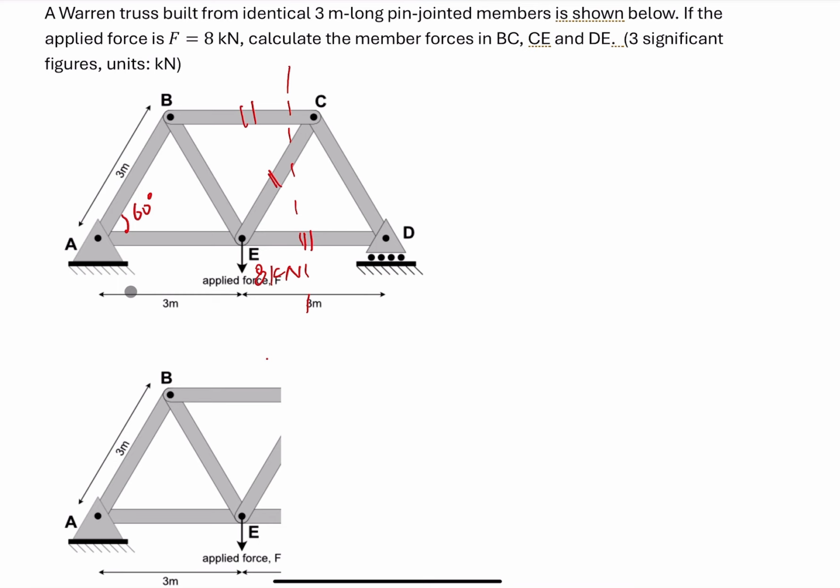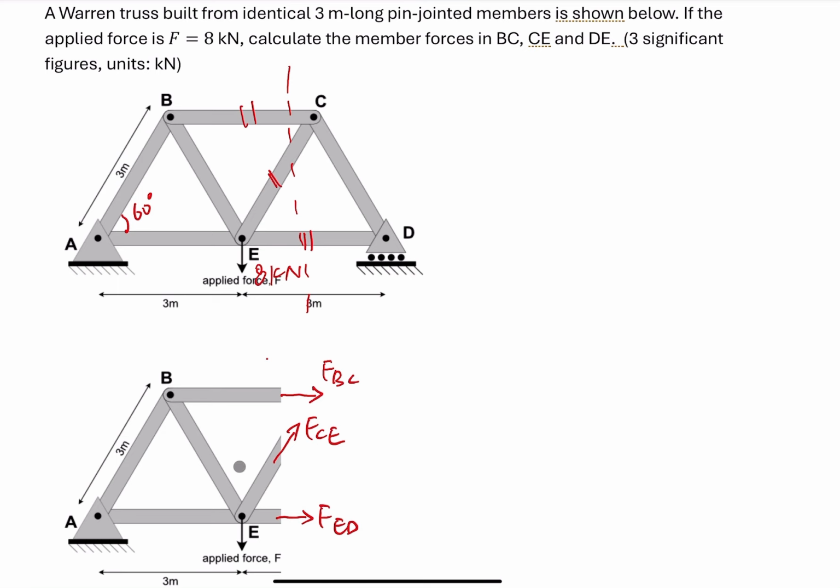Then we put the member force on the part of the truss. We assume the member force is in tension. So then the member force goes outwards of this section. We got this is FBC, this is FCE, and this is FED. Okay, we need to know FBC, FCE, and FED.